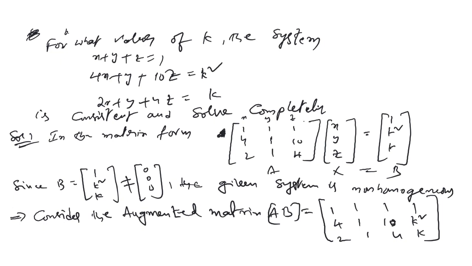Since this column matrix B is not exactly zero or a null matrix, the given system is non-homogeneous. So immediately I need to consider the augmented matrix AB. Now my aim is to put this AB into echelon form. We shall see this in the next slide.